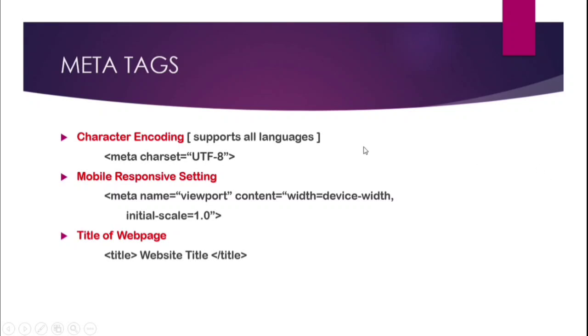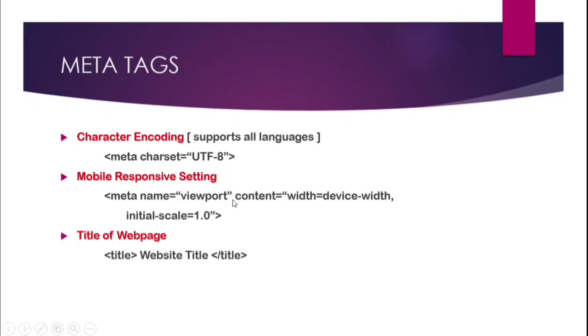You can go to meta tags. Meta tags are one of the most important tags that we use in our website, majorly for SEO purposes, so that our website can be topped in the Google search, so that users can access our web page soon without any delay. So for that we use the meta tags. You can see the first one is the character encoding, which supports all languages. We use it to mention that our website is available in all languages and it can be easily decoded by the web browser and displayed. Then we have the mobile responsive setting.